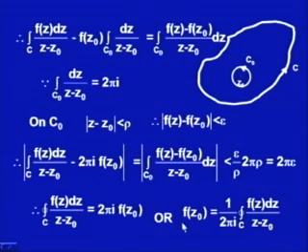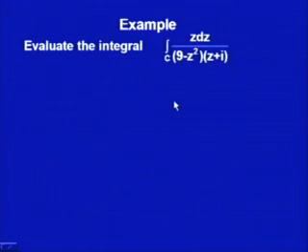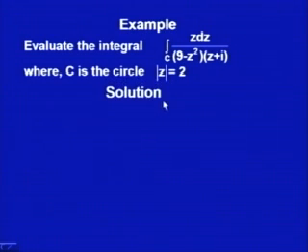Now, let us see how it is helpful in solving certain integrals. So, we go to the examples of evaluation of integrals. Evaluate the integral along the contour C of z upon (9 minus z squared) into (z plus i), where C is the circle |z| equal to 2, that is, the circle with radius 2 centered at the origin. Now, let us see how we are going to solve it.